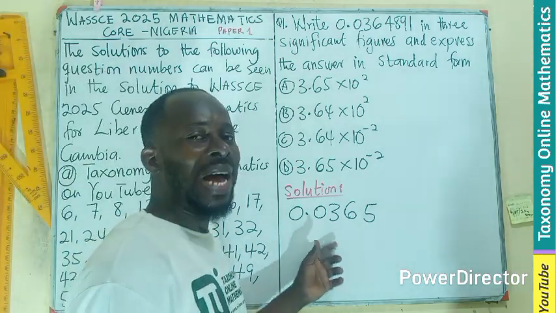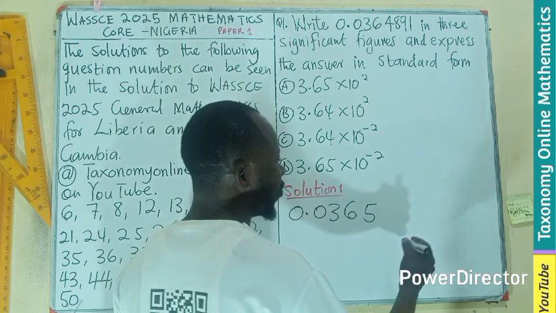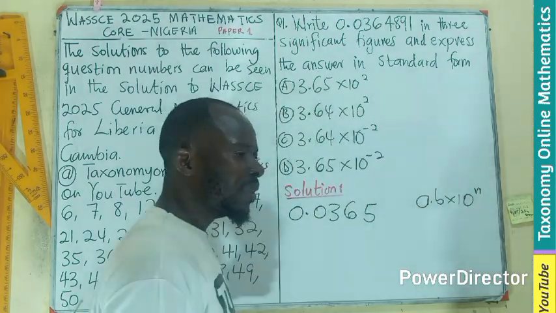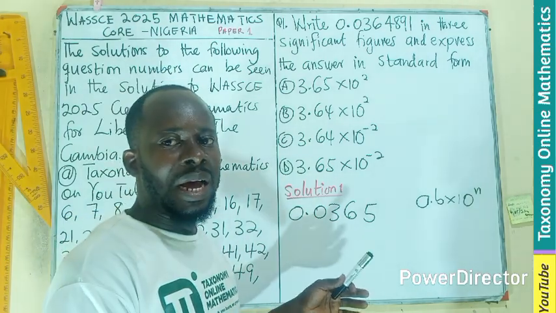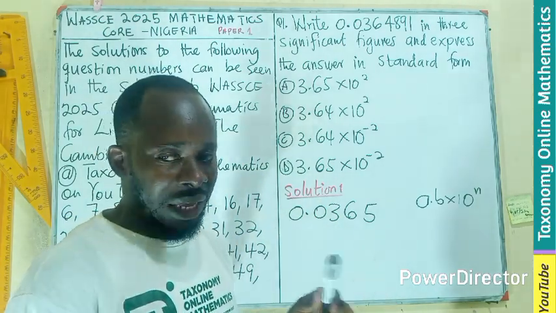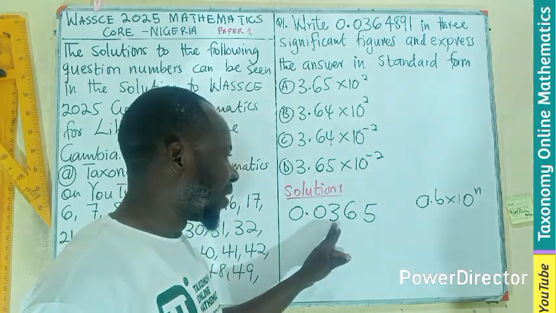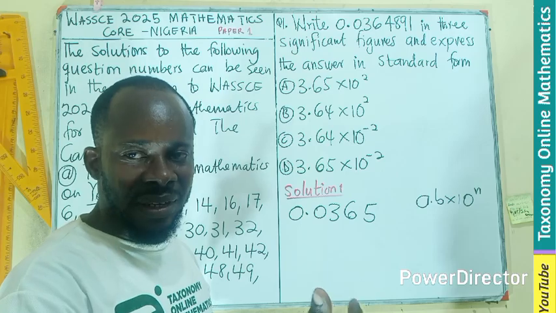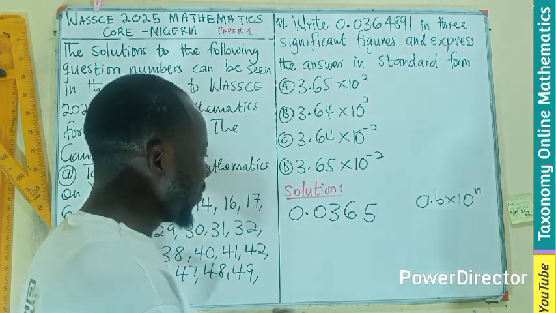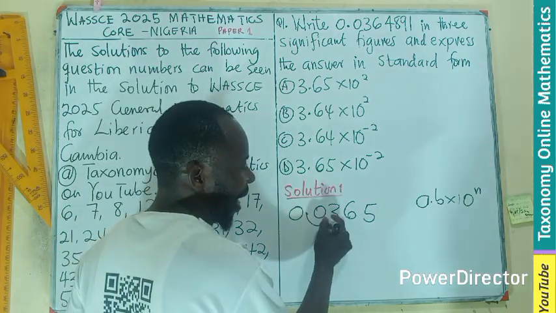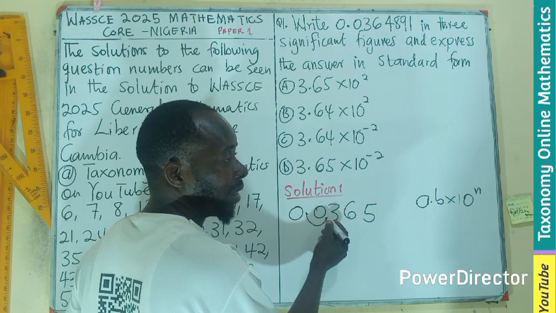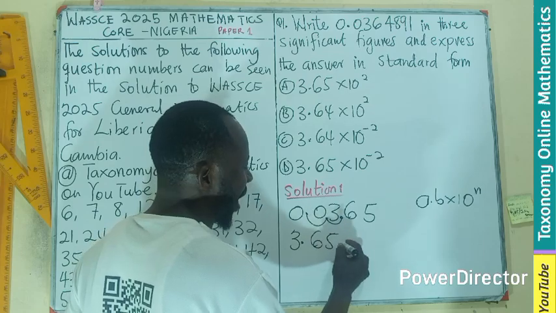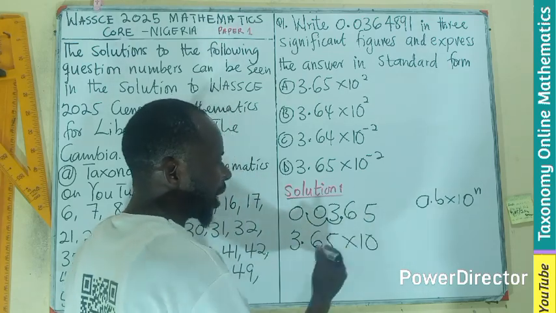Then we have to write this in standard form, which needs to be in the form a.b times 10 exponent n. The a is a number between 0 and 10, that is from 1 to 9. So if I move the point, the n is going to be the number of times I am moving the point. If I move the point 1, I have not seen any value between 0 and 10, so I move 2. That is 3.65 times 10 exponent. How many times did I move?